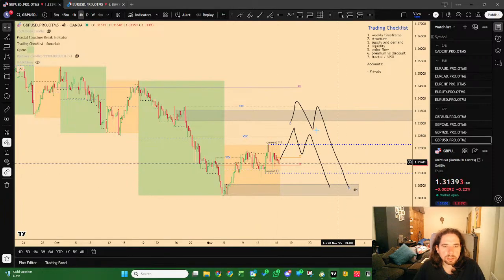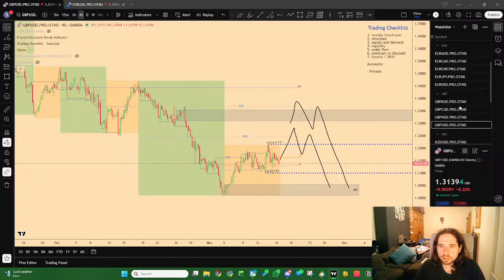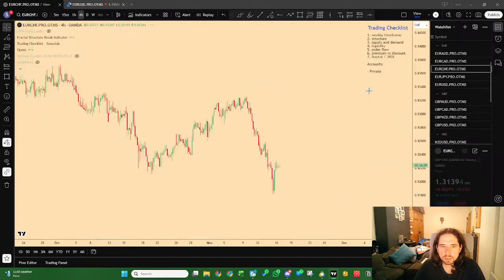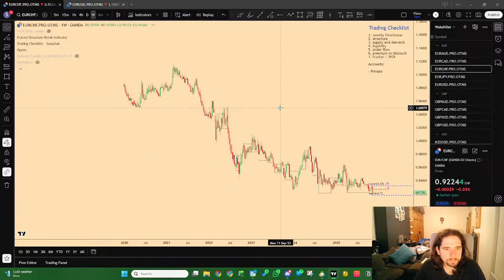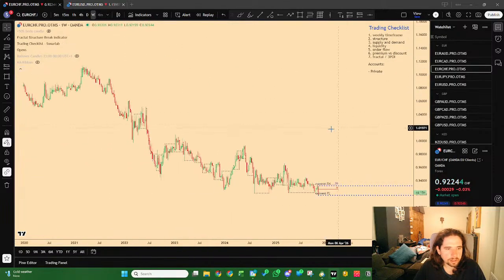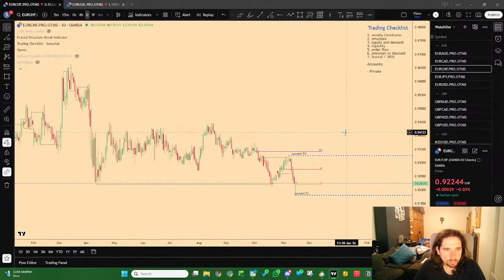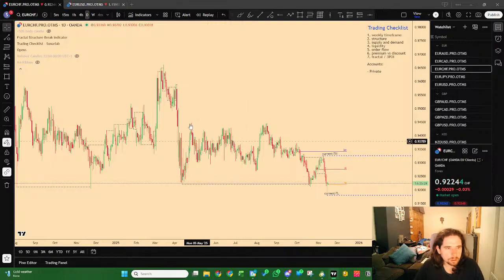So that's what I'm looking for, up there and up there, and we can do another one quickly. Try EuroCHF. So we started on the weekly. You can see that we're definitely bearish on the weekly. On the daily, we're bearish as well. So we've gone down there, we've broken that structure there, so that's our current high, that's our current low.